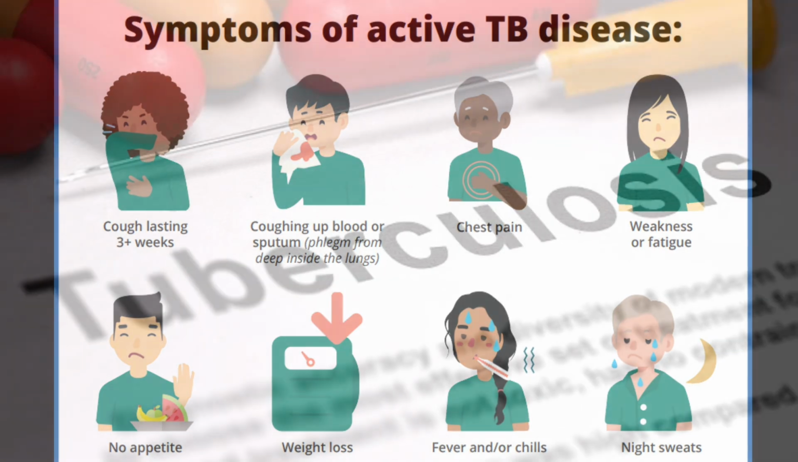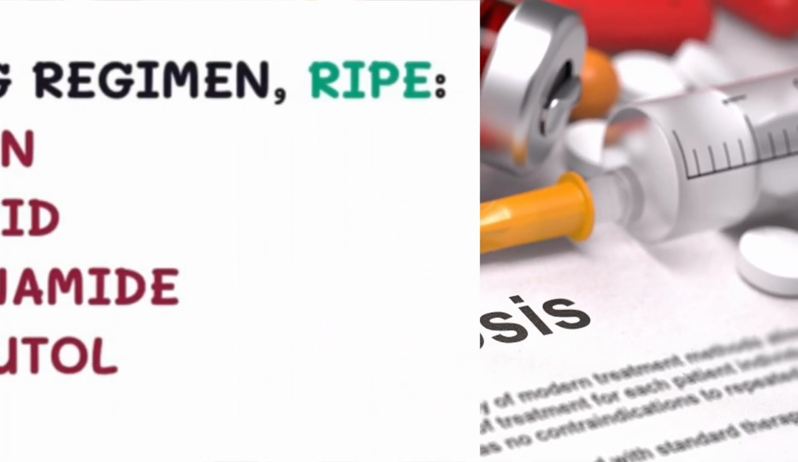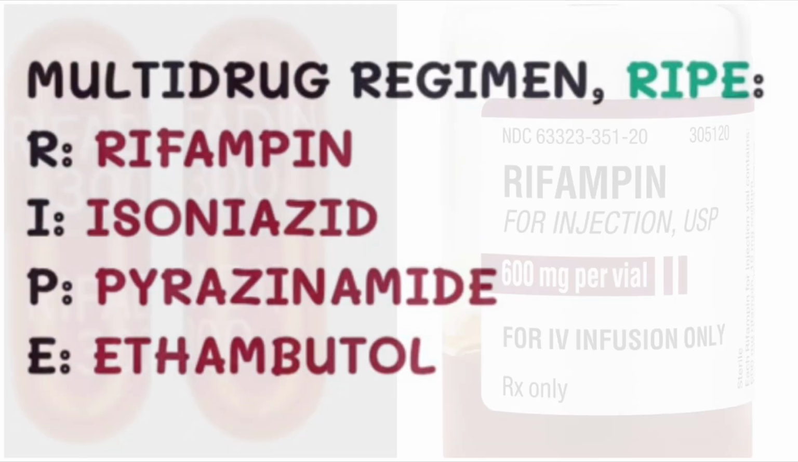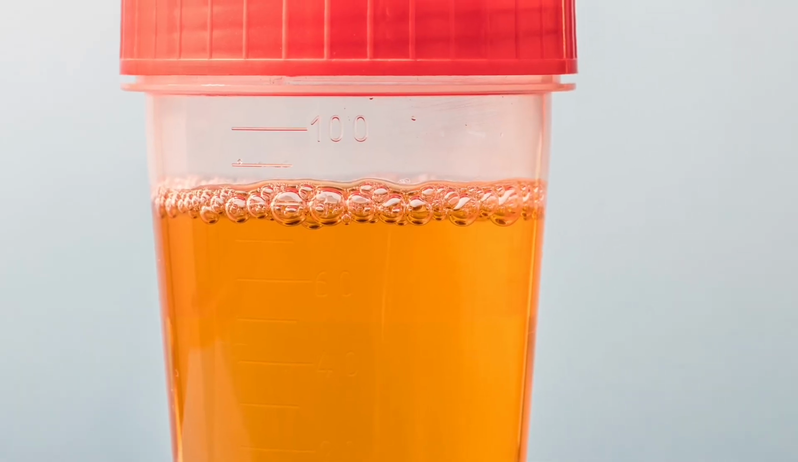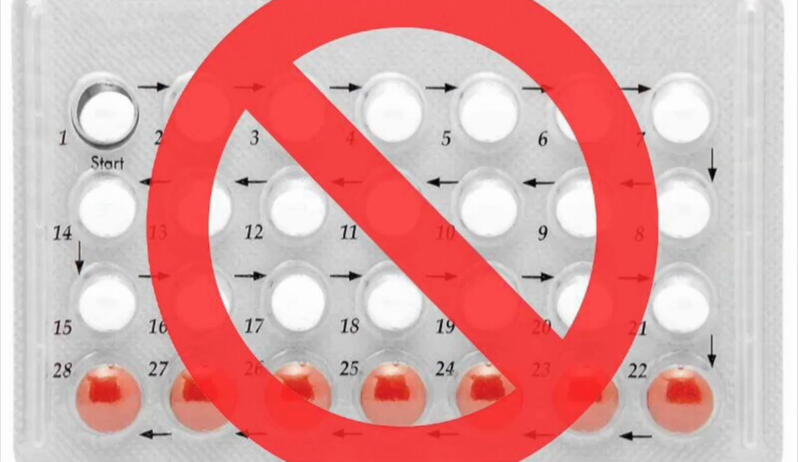Now that we've covered the symptoms, let's move on to the medications and treatment protocols for TB. Treatment for TB involves a combination of 4 medications called the RIPE regimen, taken during different phases. In the intensive phase, which lasts for 2 months, patients take all 4 medications together. Rifampin. This medication causes body fluids, like sweat, tears, and urine, to turn red or orange. Patients are advised to switch to glasses instead of contact lenses and use non-hormonal birth control, as rifampin reduces the effectiveness of oral contraceptives.